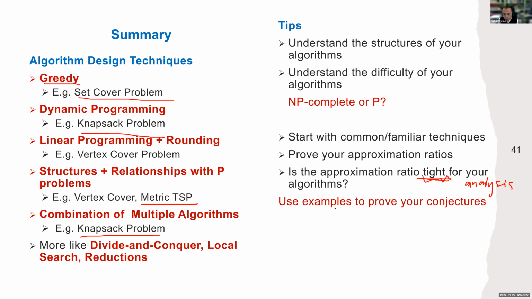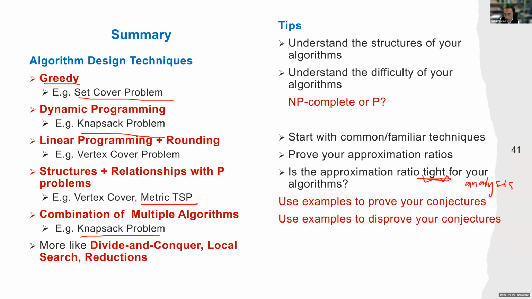Now, of course, sometimes you may say, I want to disprove my conjecture. Can you still use examples? Actually, no. Now it's no longer feasible, because you cannot say, in this example the ratio is good, in this example the ratio is very bad, in that example the ratio is very good. Basically, to disprove your conjecture, it does not work by using examples. If you want to disprove, you have to prove a better ratio.